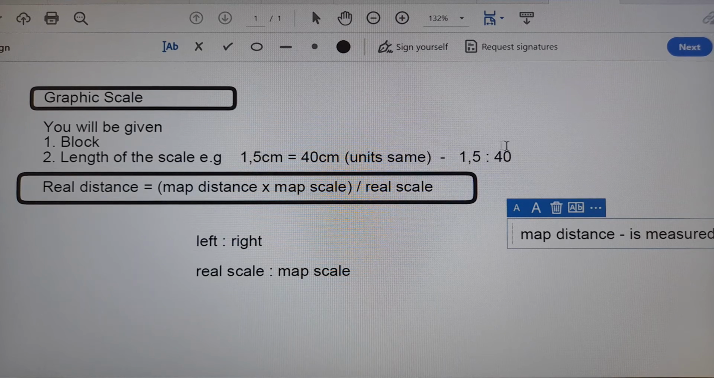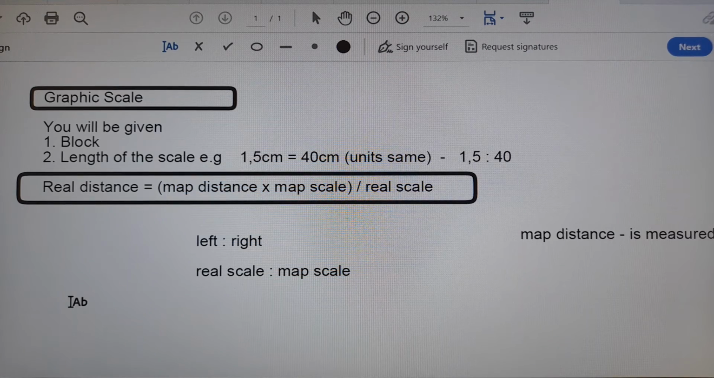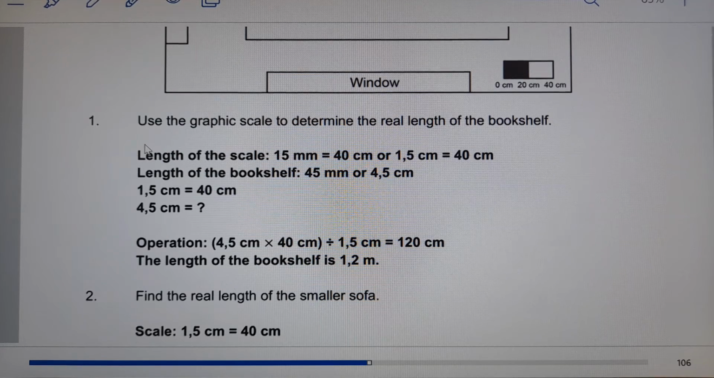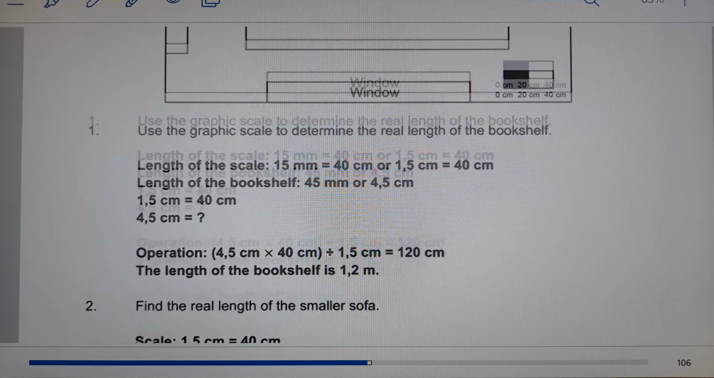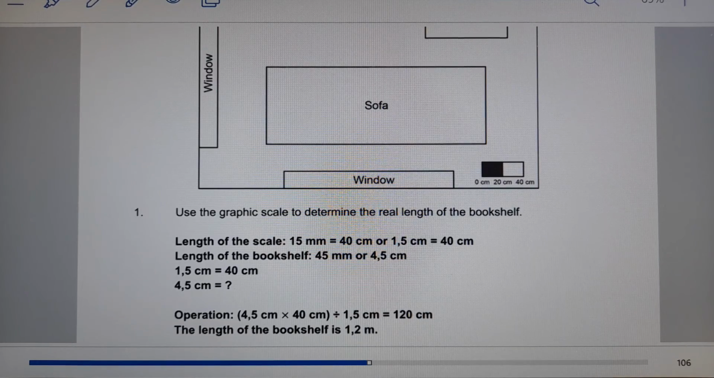So the important thing is to get your length scale, and you write it in a ratio format, so you know the real scale and the map scale. And then after that, you get your map distance. How do you get your map distance? By measuring whatever distance that they want in the plan or in the map that they gave you. And once you have done that, you will be able to calculate the real distance. So let's go back to the example and look at it again. So they say example 1, they gave us this map. Let me minimize it, so I hope this time you will follow.